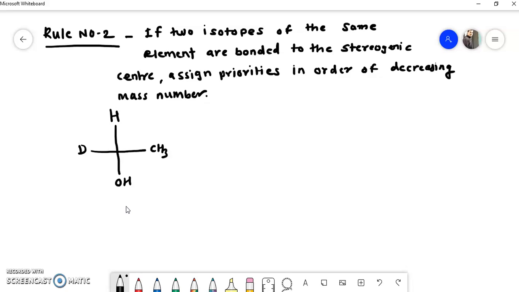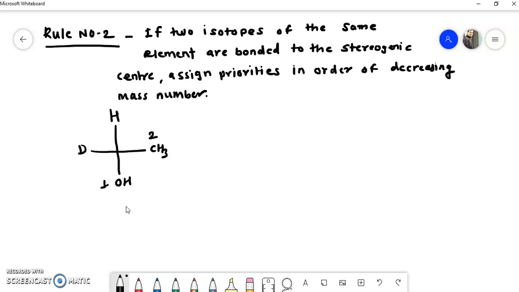Now if we have to give the priorities, then we know that oxygen has atomic number 8, so it will have first priority. After oxygen, carbon will have the second priority because it has atomic number 6. Now if we compare this hydrogen and deuterium, these two are isotopes of each other.